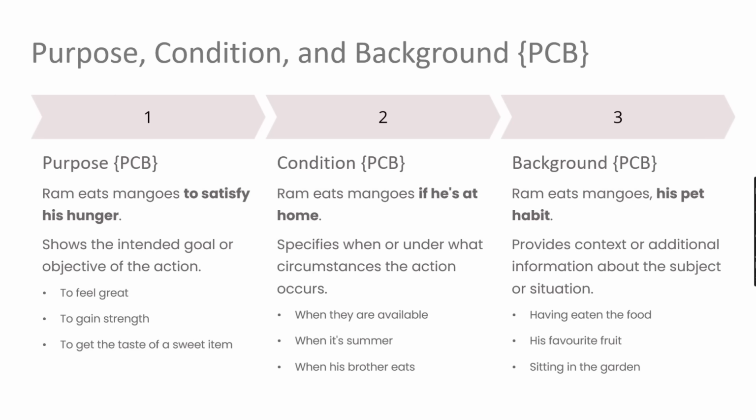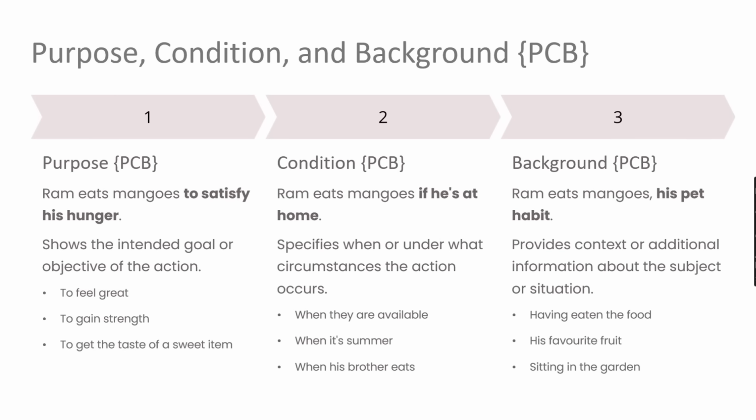Now the next element is PCB. When you have any sentence, you can show the purpose, the goal or purpose of the action. In this case, Ram eats mango. What must be the purpose? He eats mangoes to satisfy his hunger. And in place of that, you can add "to feel great." Ram eats mangoes to feel great. You can also write this another way, like Ram eats mango to gain strength. Ram eats mangoes to get the taste of a sweet item.